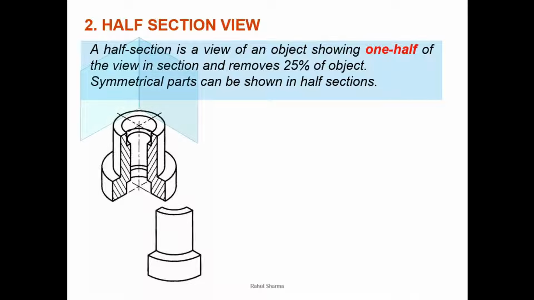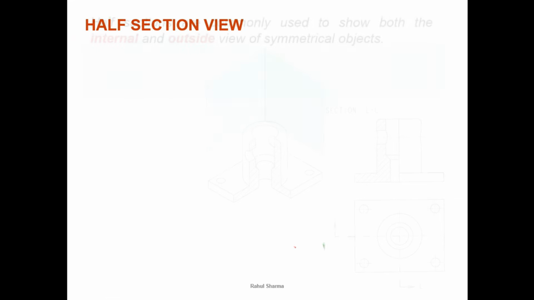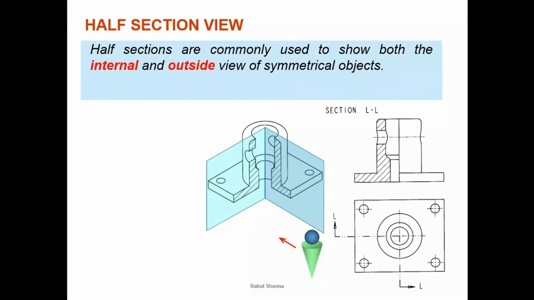Now when you remove this part with this type of section plane, 190-degree bend, and you are watching from this side, I will show it with more clarity. In this way you can see here we are cutting the object like this. This part is removed now. You can see all the changes, all the hatching, everything in half of the object only.